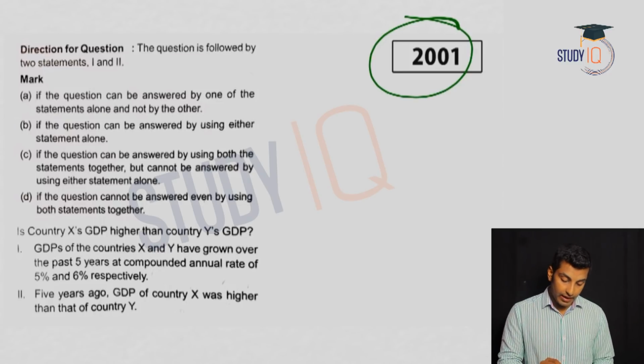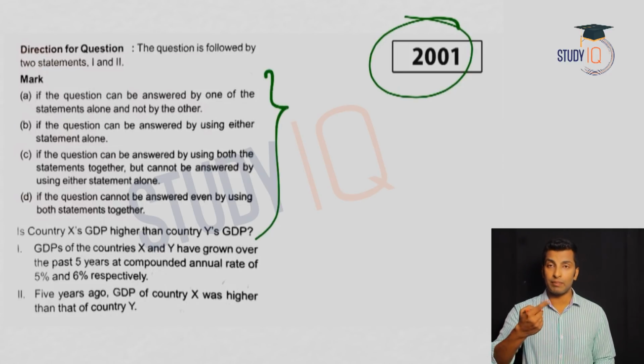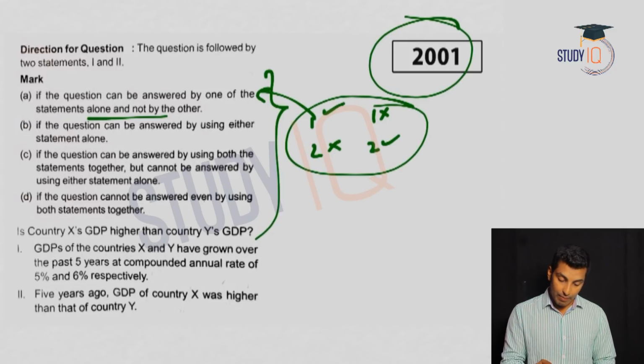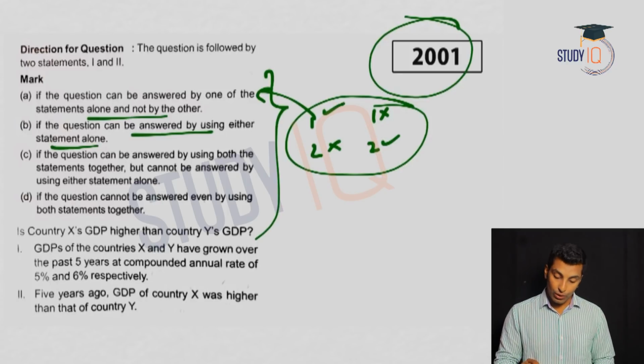Okay, how will you solve? See, here also the options are almost the same except the order, right? If the question can be answered by one of the statements alone but not the other, that means one will help you, not two, or one will not help you but two will help you. In this scenario, you will mark this. If the question can be answered by using either of the statements alone, that means one will help you and two also will help you to answer.